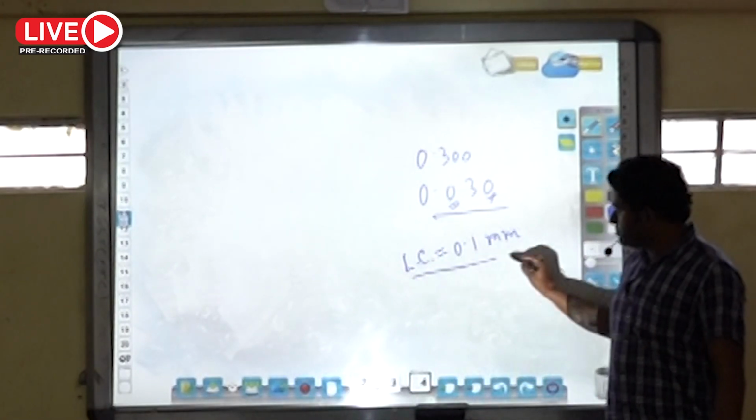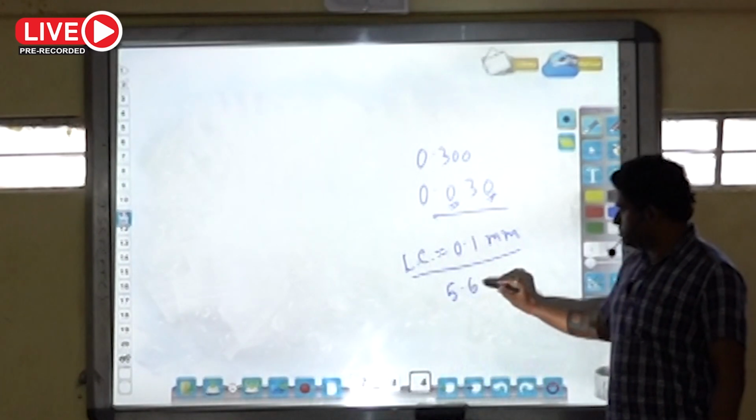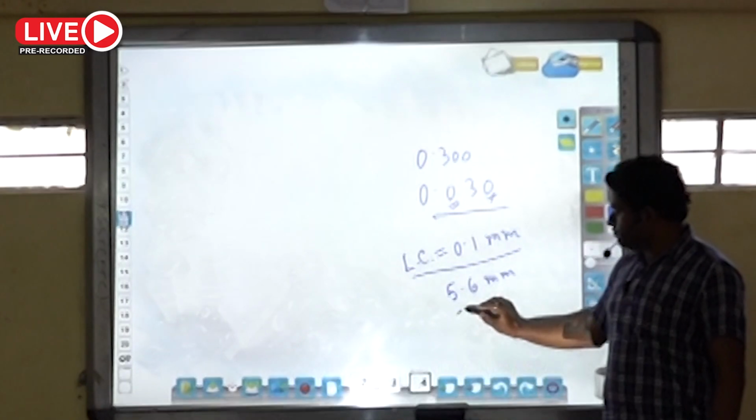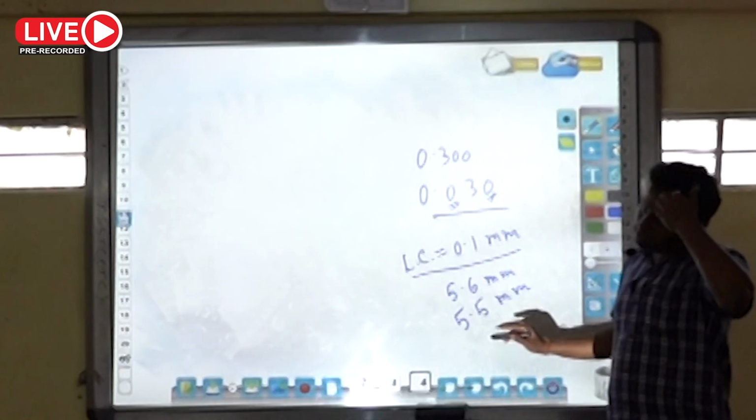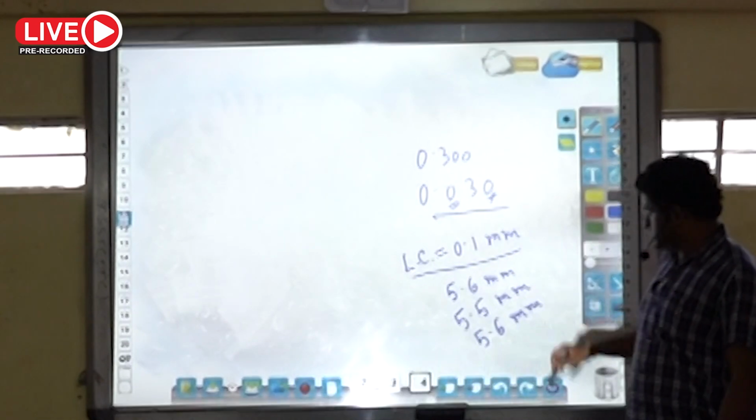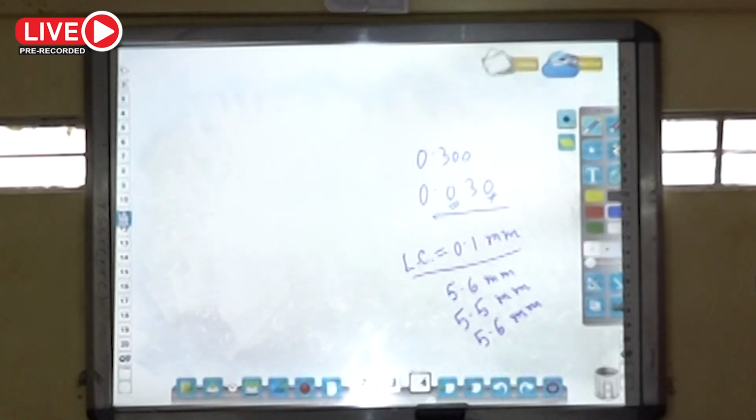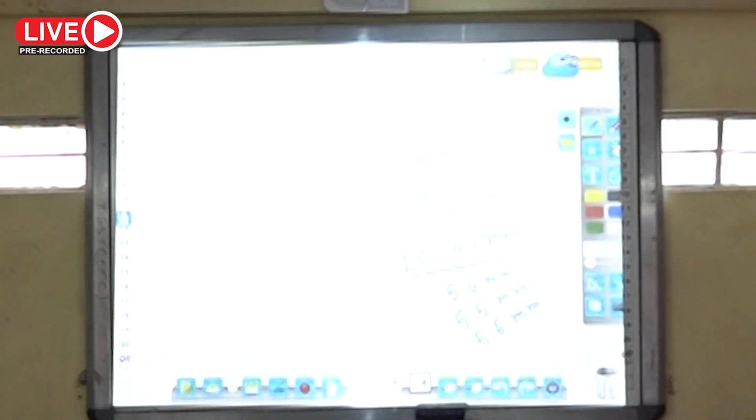But now, suppose one measurement you find is 5.6 millimeter, one measurement you find is 5.5 millimeter, and one measurement you find is 5.6 millimeter. Okay. Then what is the average measurement? Because in a practical you have to measure the length, suppose thrice, and then take the average for a better result. Just tell me what the average is.